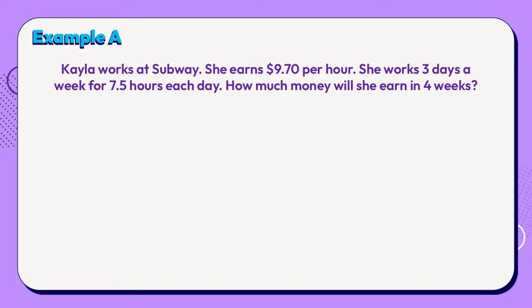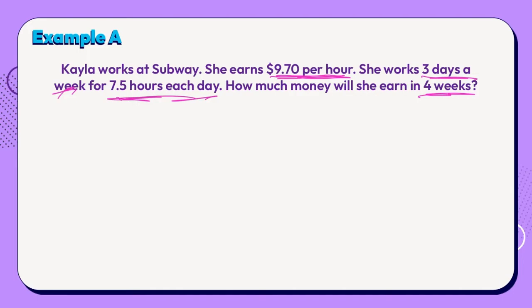So the first thing I'm going to do is go through my problem and identify the important information. She earns $9.70 per hour. She works 3 days a week. She works 7.5 hours each day, and we're looking at 4 weeks. That's what we're looking for. So I first have to figure out how much she earns each day, then how much she earns in 3 days, then how much she earns in 4 weeks.